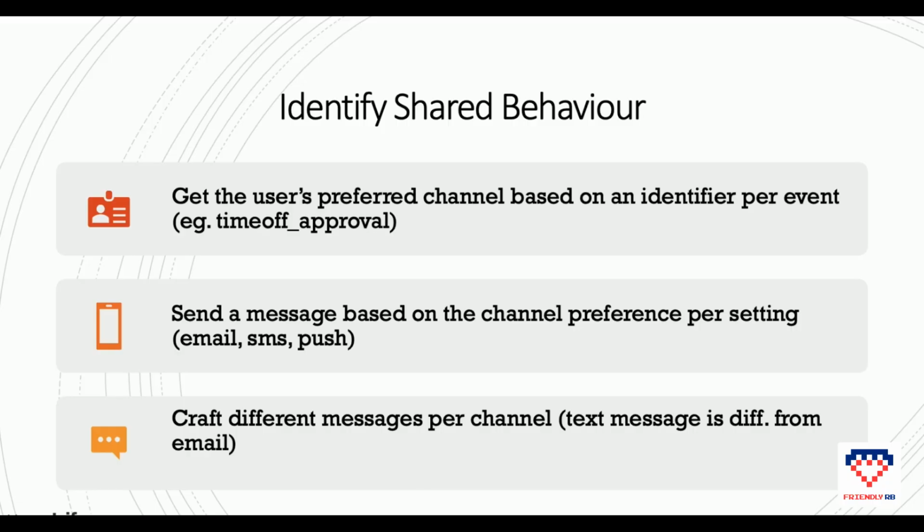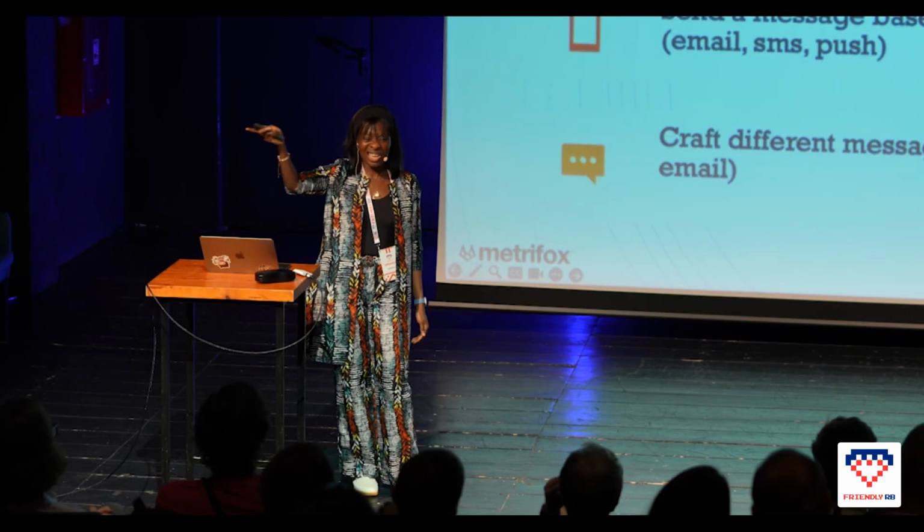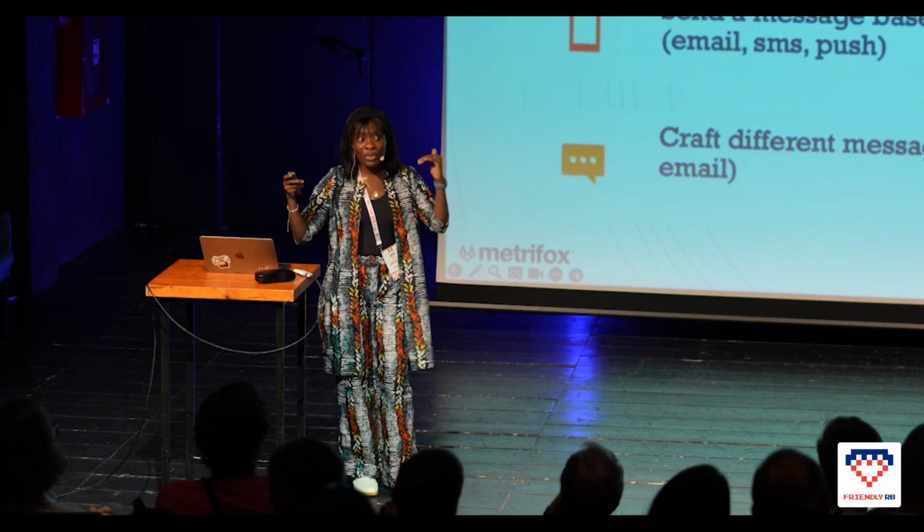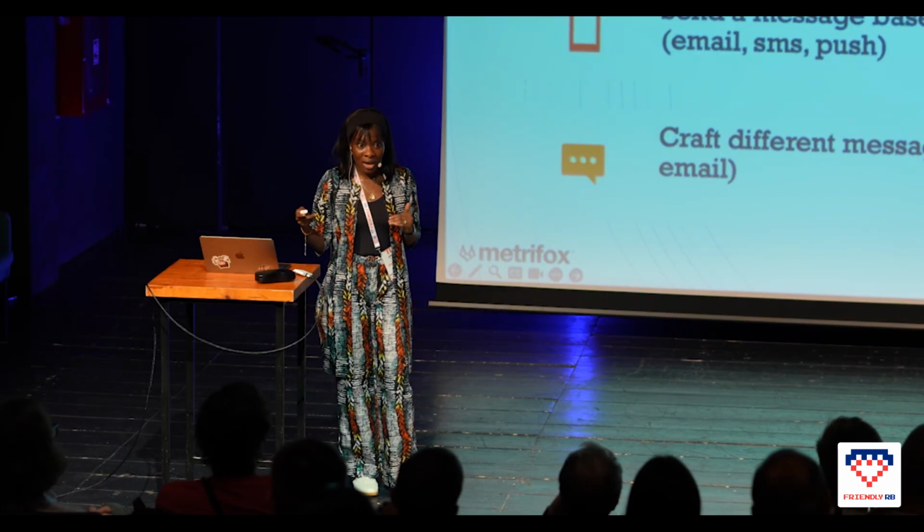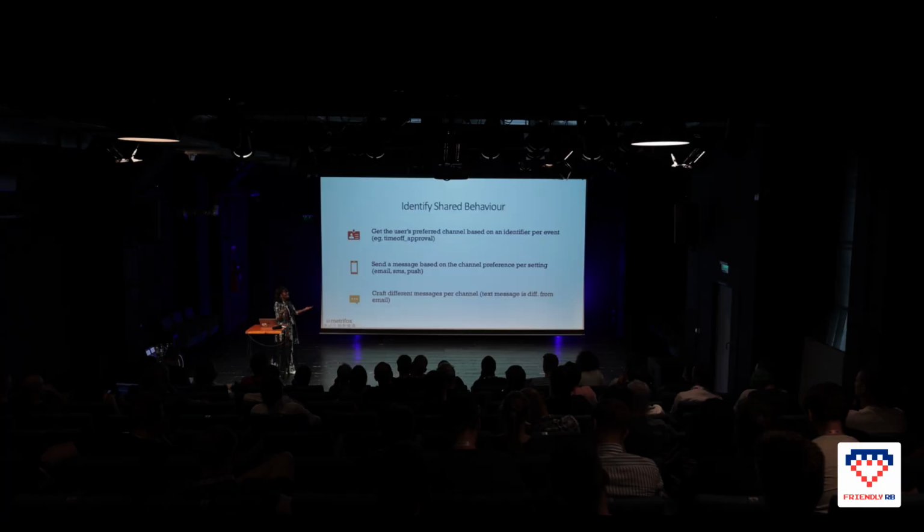First thing you do when you want to create an abstraction is to identify shared behavior. So what's the shared behavior? I always try to actually write it down because that's when it's very clear. Not just off the back of your head, like, I think this is how they are. When you begin to write stuff down, you realize that, oops, maybe that's not really how it works. So what's the shared behavior? Get the user's preferred channel based on the identifier per event.